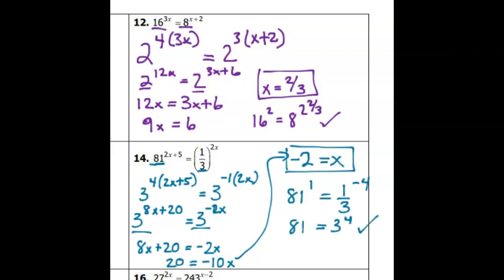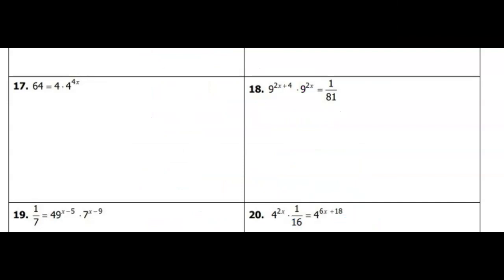And again, just checking the answer, you can see that 81 to the first power gives you, when you have a -4, you flip it over, and then it's 3 to the 4th, which is 81. And I want to just show you a couple more where you may have to do a little bit more operations with it, combining and things like that.